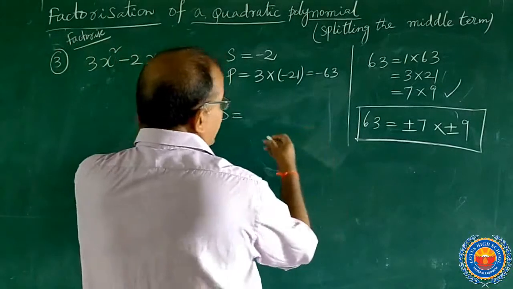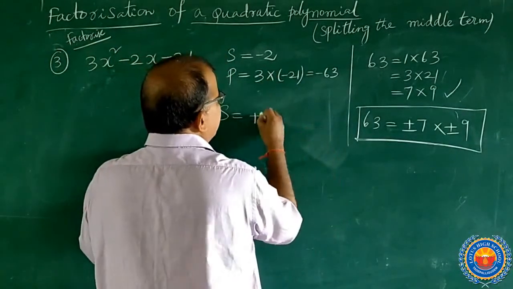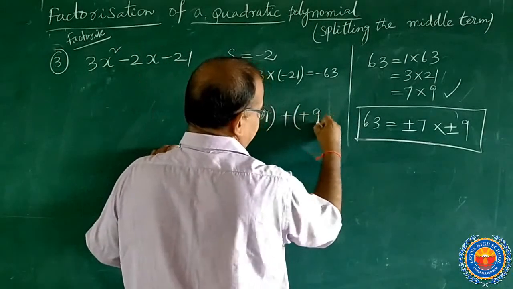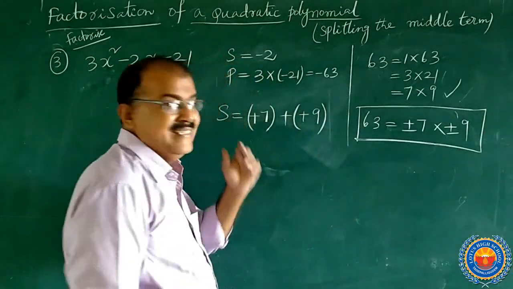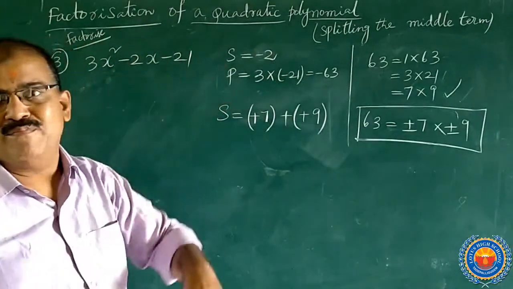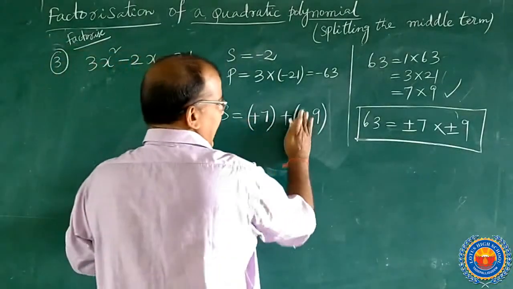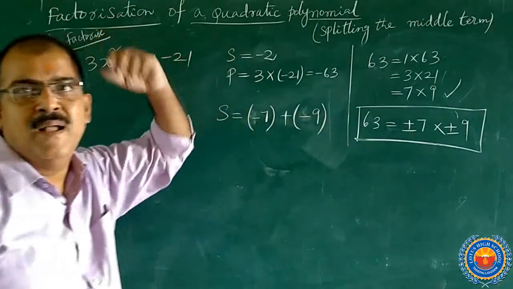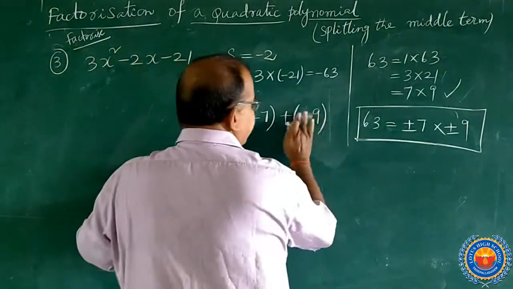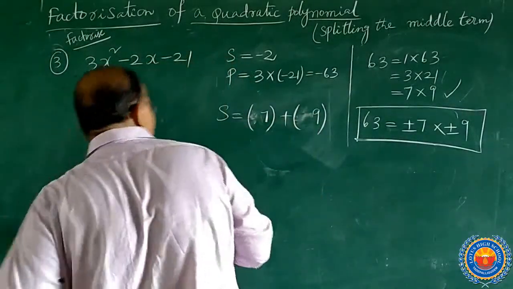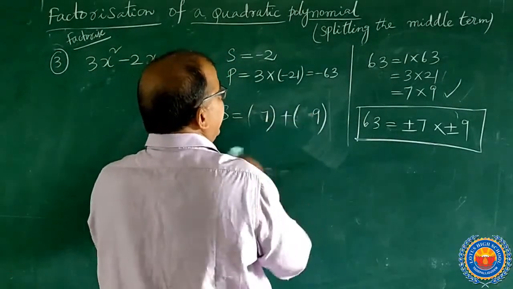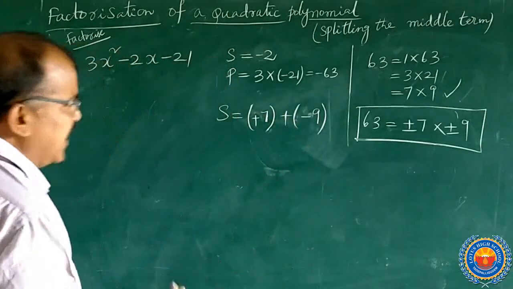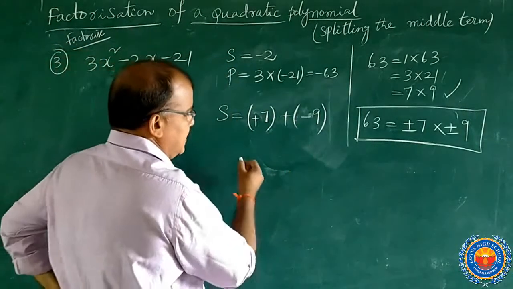So which numbers? Plus 7 plus 9, if I add, I'll get 16. I should get minus 2. So I'll take minus. This is also minus 16, this is also not fine. Then I'll take this one as plus, this one as minus. So I'll check whether it is correct or not.